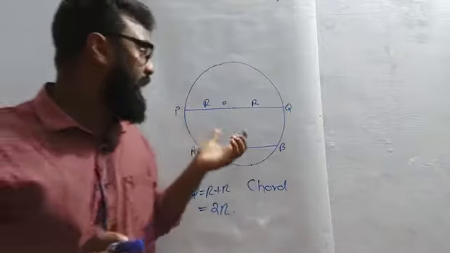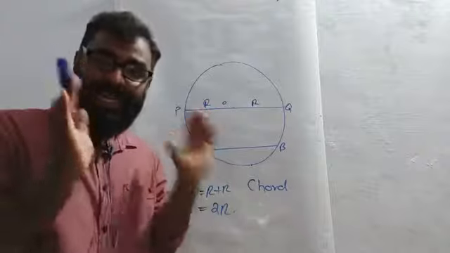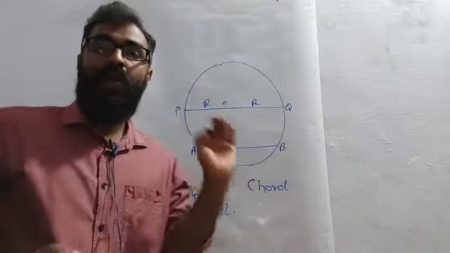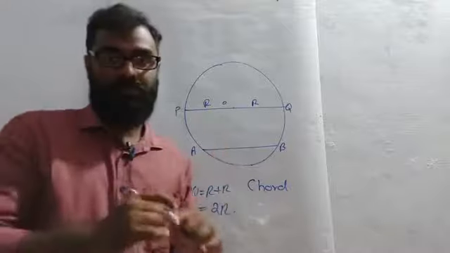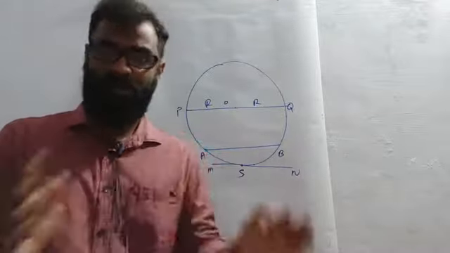And also we understand that PQ, the diameter, is a chord and it is the longest chord in a circle. The diameter will be the longest chord in a circle. Now we are going to deal with some more important properties of a circle.